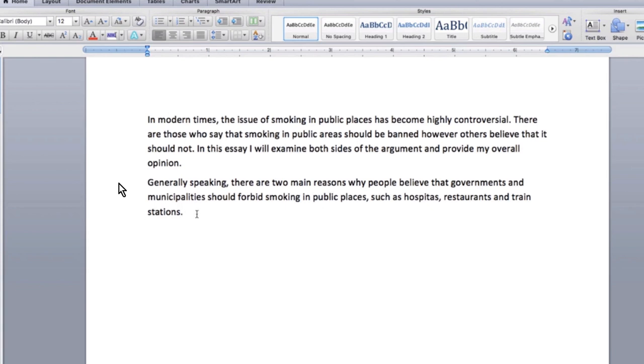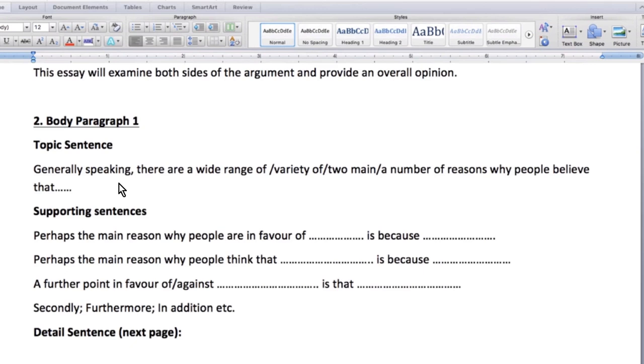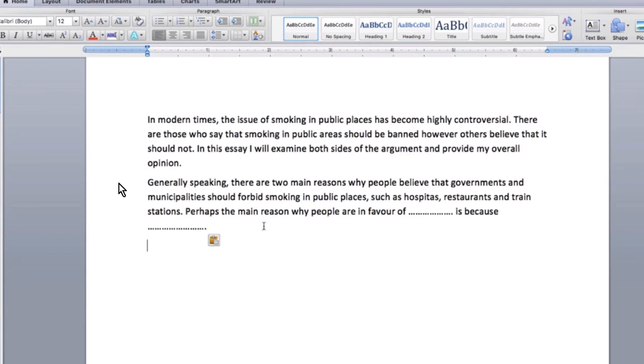Great. So that is called our topic sentence. It's just telling the reader what you're going to say in this paragraph, why they should ban. We want a supporting sentence. I like this, perhaps the main reason, which many native speaker writers use. Perhaps the main reason why people are in favor of.